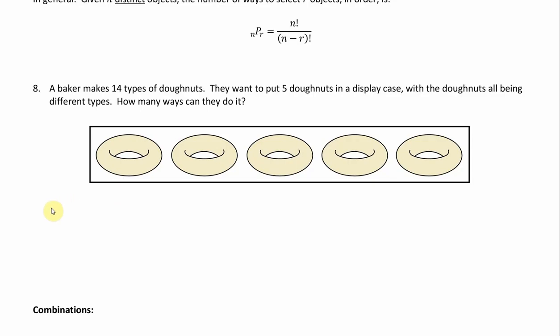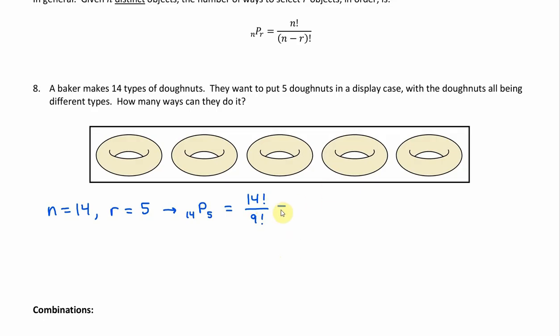Let's see. So here we have 14 donuts, and we have to put 5 of them in the case. And we're saying it matters where they are, right? It matters which one's on the left, which one's on the right, which one's dead center, that kind of thing. So then r is 5, because we're picking 5 out of the 14 donuts. So if you use that formula up there, that would be 14P5. And so then that's 14 factorial over 9 factorial, because 14 minus 5 is 9.